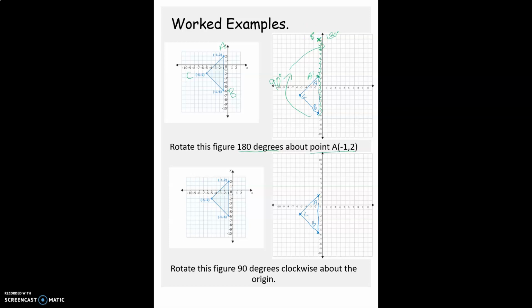Now, the other option I have here is also to work out how many spaces between A and C. But in this one, I need to work both vertically and horizontally. So if we count down again, we go 1, 2, 3, 4. So from here, we'll go 1, 2, 3, 4. And then we've got to go out 1, 2, 3, 4. There's our C dash point.